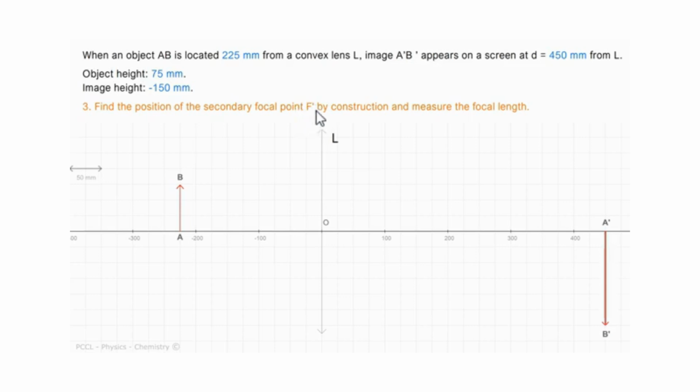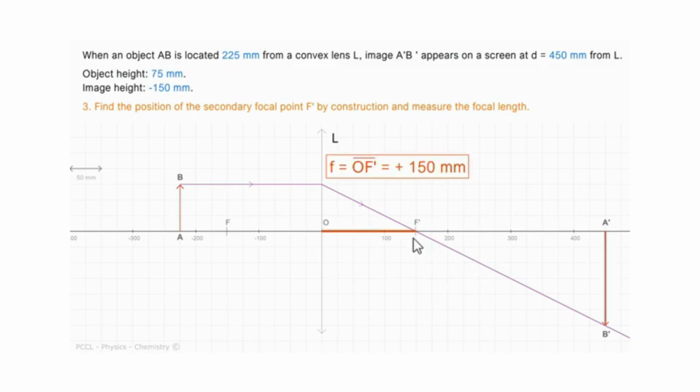How to locate f'? Well, I know that the ray coming from B, parallel to the optical axis, will emerge passing through f'. Of course I extend it to B'. The point of intersection here is f', the secondary focal point. This is what I'm asked. This allows me to find the focal length here, which is therefore 150 mm, by construction. Contrary to magnification, the focal length characterizes the lens. Even though the magnification varies, the focal length remains the same.